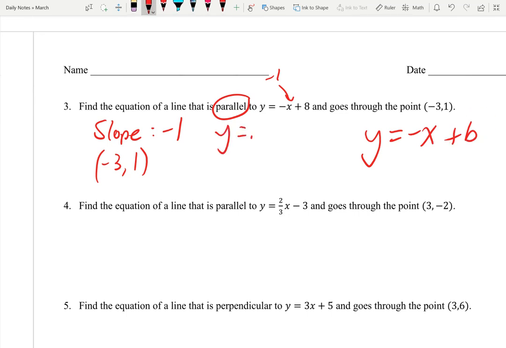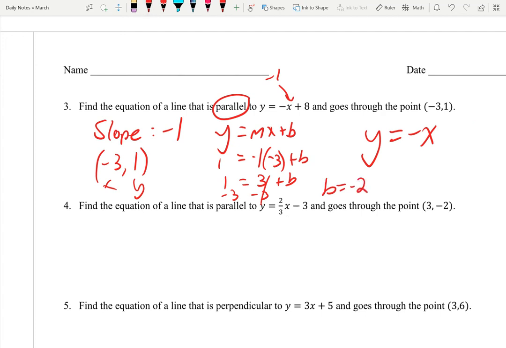So start from scratch, and plug in what we know. So the y value is going to be the 1. The m value is the negative 1. The x value is going to be negative 3. And then plus b. So keep in mind, your slope's negative 1, and the x value is negative 3, so you're multiplying a negative times a negative. So what we're going to have is y equal to a positive 3 plus b. So then we'll subtract 3 to solve, and we'll have b is equal to negative 2. So my answer is negative x minus 2. Y equals negative x minus 2.